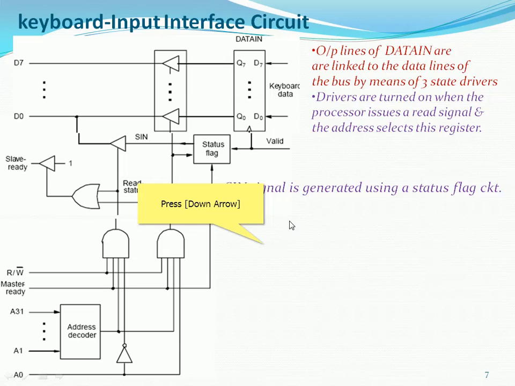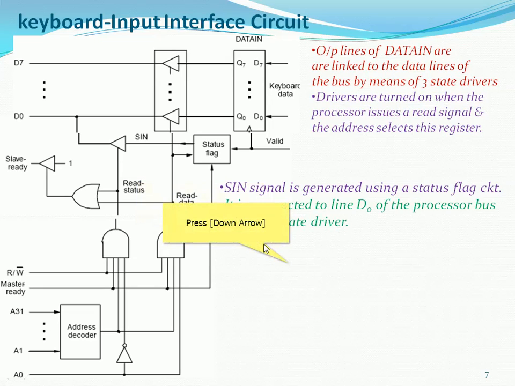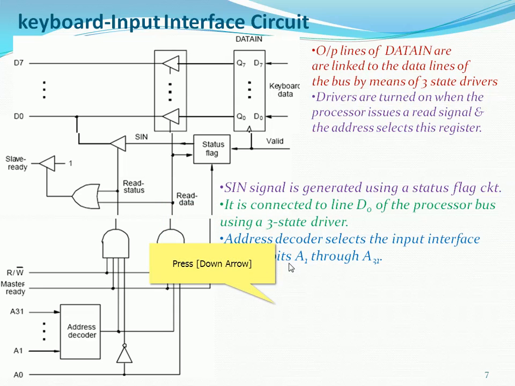So the read status, valid bit and SIN report to the status flag, and all together decide the SIN. The next one is connected to the line D0 of the processor bus using a 3-state driver, that is, SIN is connected to D0 using a 3-state driver. The address decoder selects the input interface built on the bits A1 to A31.